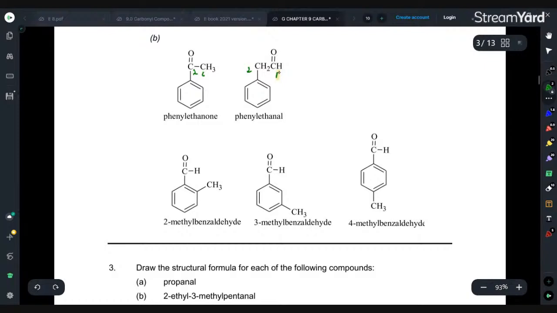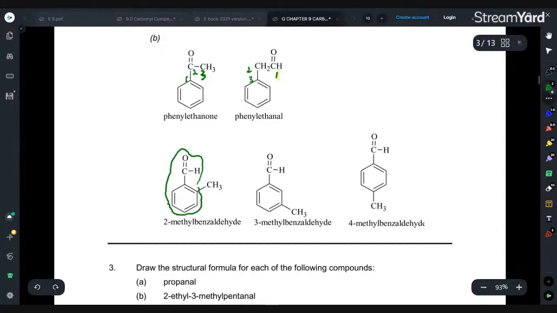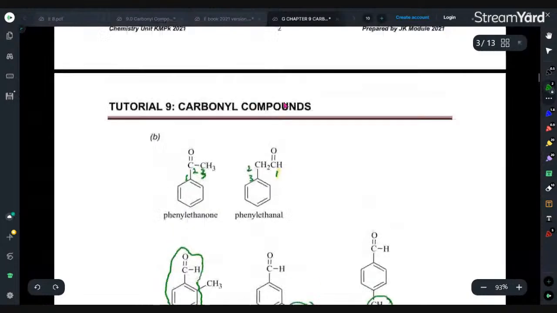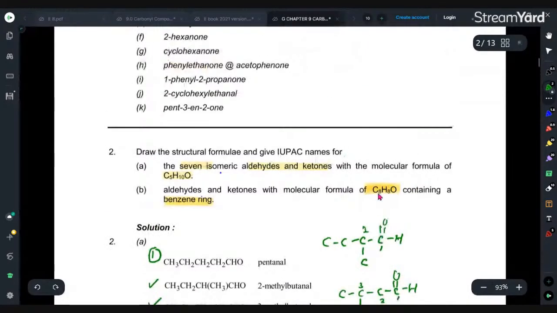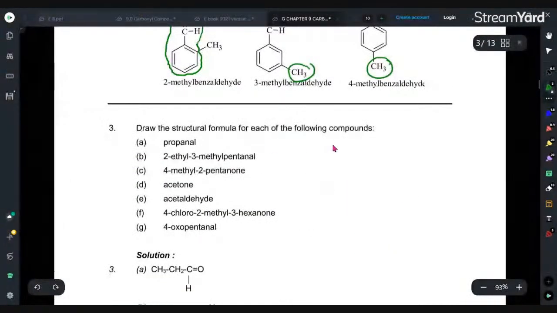Phenylethanal, actually this is C1. If aldehyde, aldehyde must be C1, so this is C3. Okay, or you can draw it as benzaldehyde. You can draw it as benzaldehyde, so the methyl can be position 2, position 3, or position 4. So these are the isomers for the compound C8H8O. Now draw the structural formula for each of the following compounds.